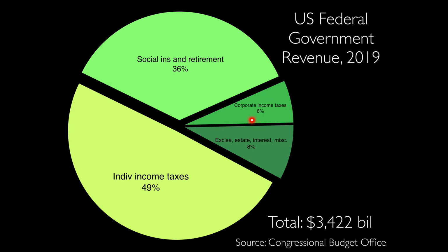Notice that corporate income taxes are only 6%. That's a very small portion of where the government gets its revenue. Most of it comes from individuals, okay? And then we have another small portion, which is excise taxes, estate taxes, interest, and other assorted taxes, 8%, okay? And this adds up to a total of about 3.4 trillion or $3,422 billion, okay? This is from the Congressional Budget Office.